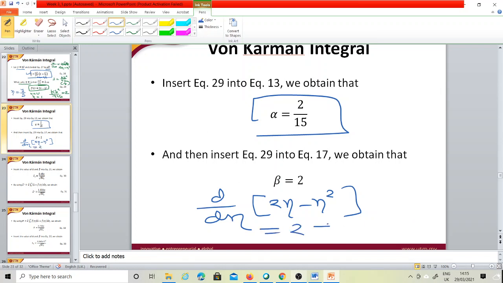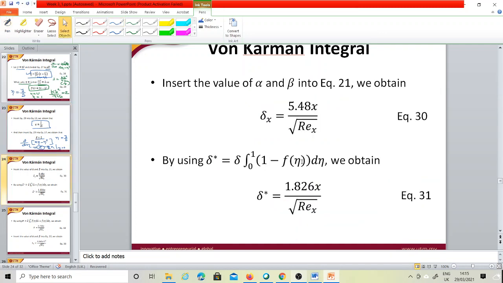And then this 2 eta, but your boundary condition is y is equal to 0. So at y equal to 0, what is your eta? Eta is equal to y by delta. So if y is 0, your eta will be 0. You will have only 2 here, so that's why your beta is actually 2. Okay, I hope you understand.